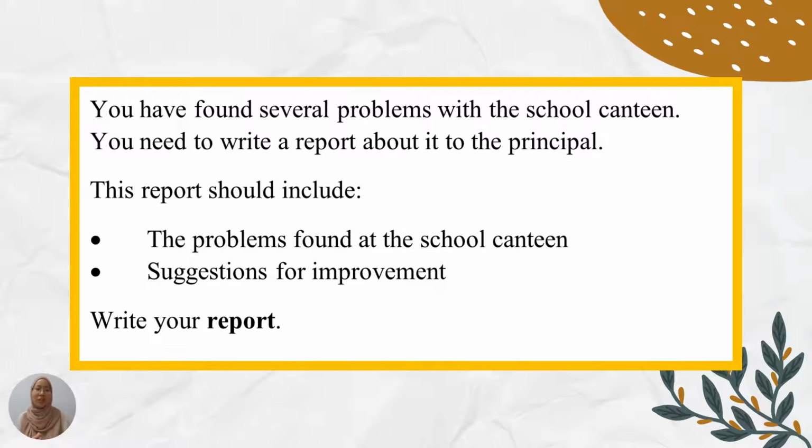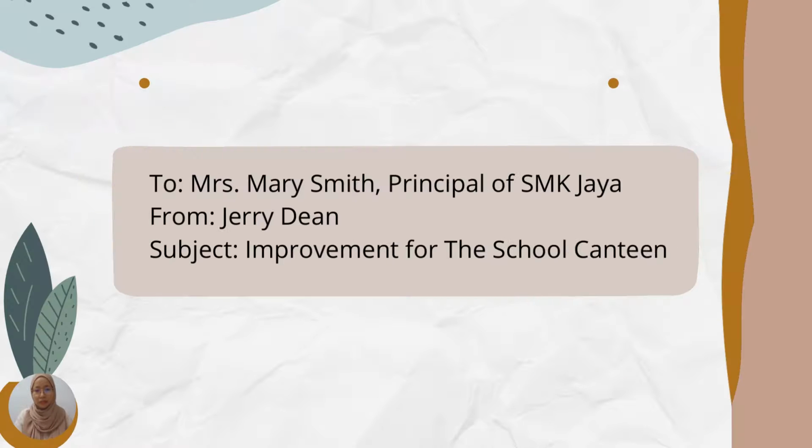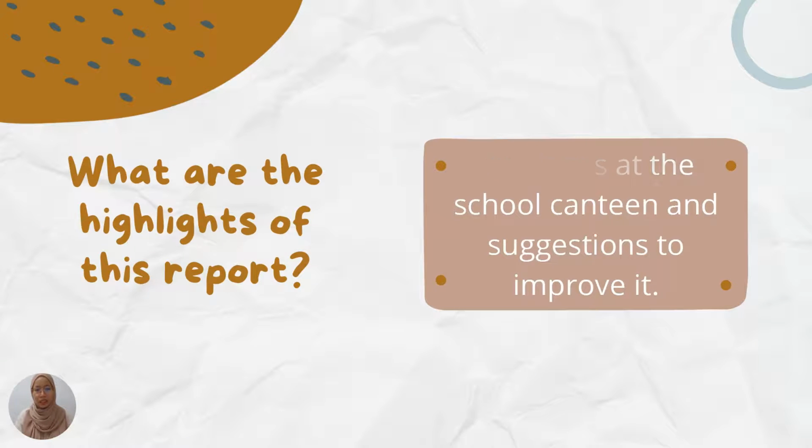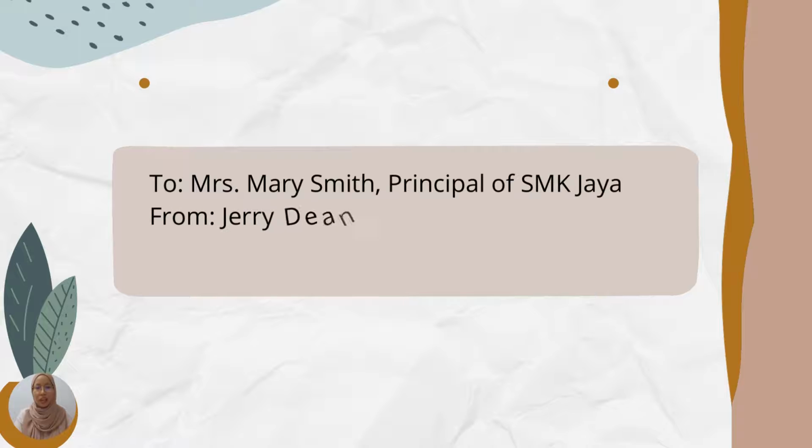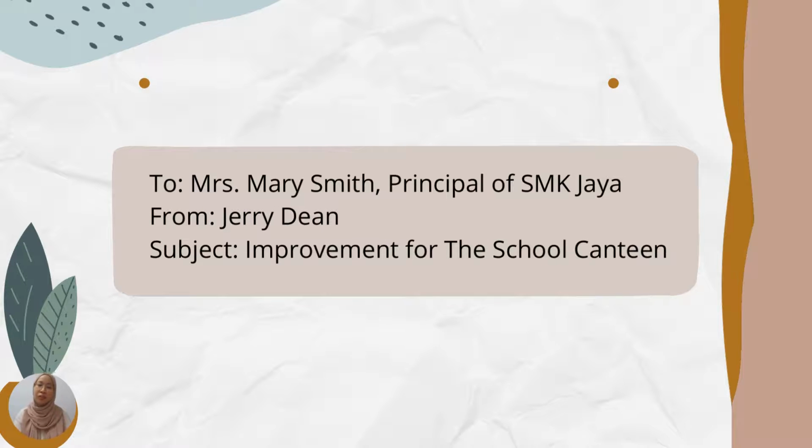Or you can also look at the bullets. This report should include what? Okay, you can say the problems found at the school canteen, or you can also say suggestions for improvement of the school canteen. Okay, either one can be the subject or title of your report. Okay, so this is the heading of your report.